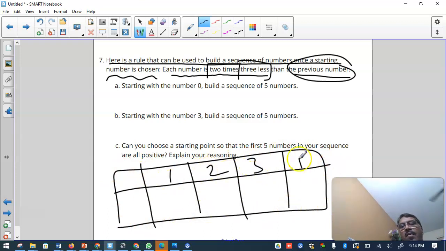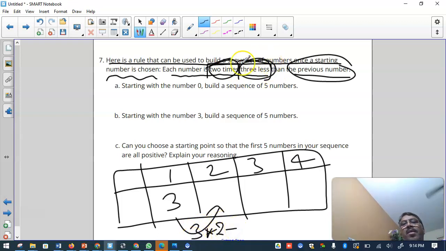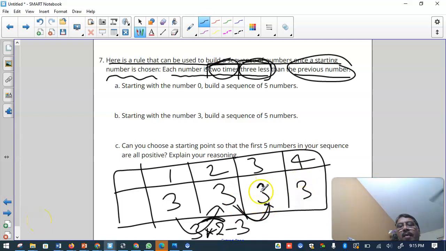Let's select a simple example, 3, and then see what the next one is. It says 2 times, so 2 times 3, and then you decrease it by 3, so minus 3. So 2 times 3 is 6. 6 minus 3 is 3. Then again, if you see it, you go on getting 3, 3, a sequence like this.